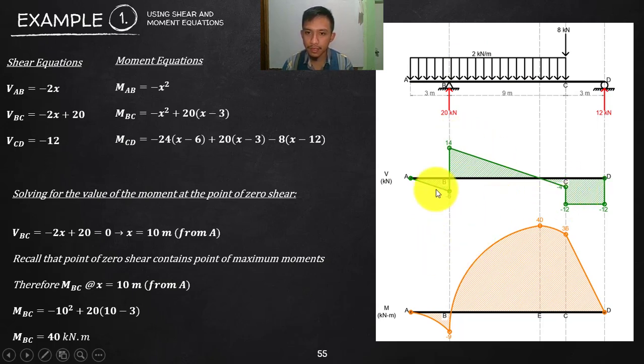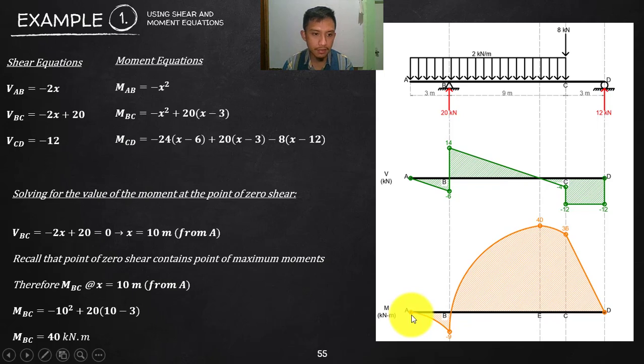Now let's proceed with the moment diagram. We solve your zero shear, that is at x equals 10. So 3 plus 7, somewhere here is 7. So the remaining here is 2 meters. So that is x equals 10 up to the zero shear. And the moment there is 40. So now, plot your moments.